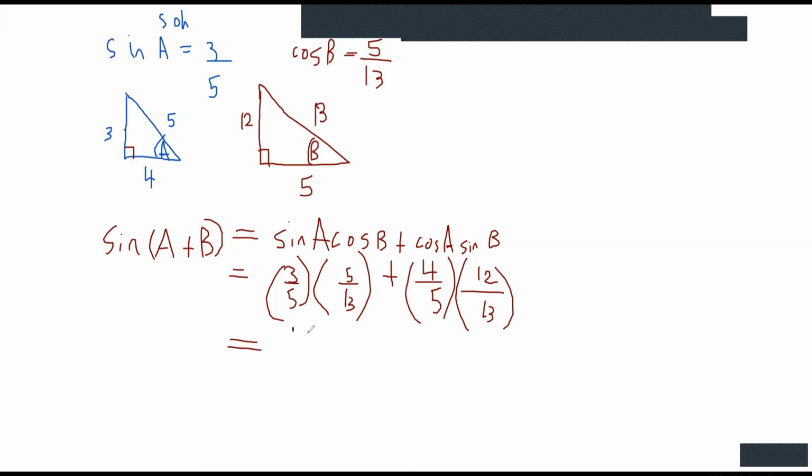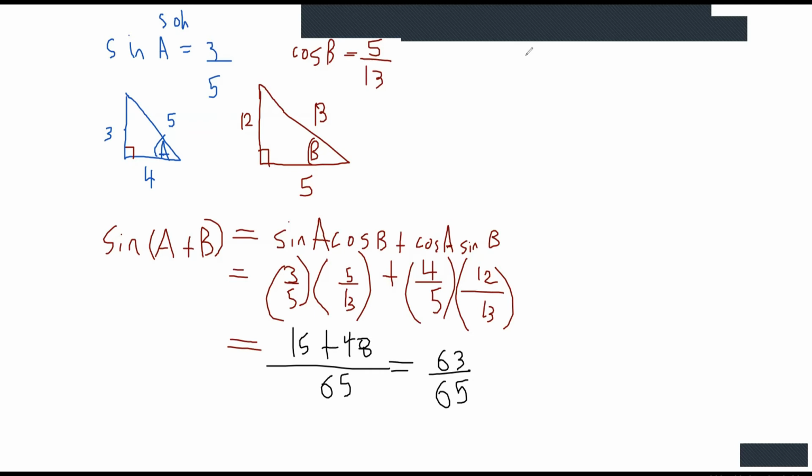5 times 3 is 15, plus 4 times 12 is 48, and it's all being divided by the same denominator, 5 times 13, which is 65. So 15 plus 48 is 63. 63 over 65. That's what we get. 63 over 65 is the sine of A plus B.